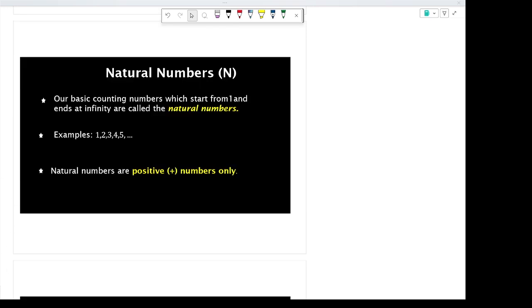Natural numbers are the first numbers we learn as kids. They are also called the counting numbers. So our basic counting numbers, which start from 1 and end at infinity, are called the natural numbers. Examples are 1, 2, 3, 4, 5, 6 to infinity. Natural numbers are all positive numbers only.